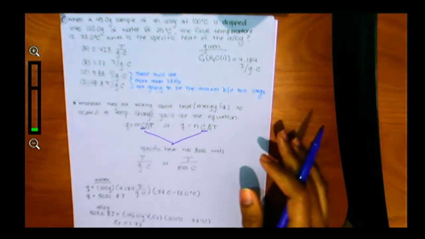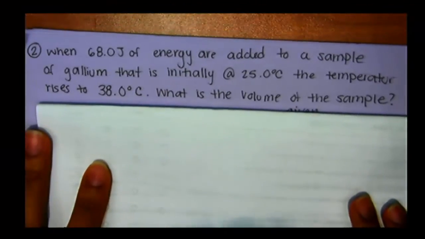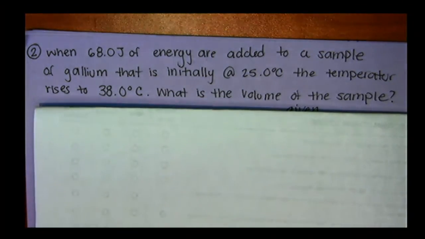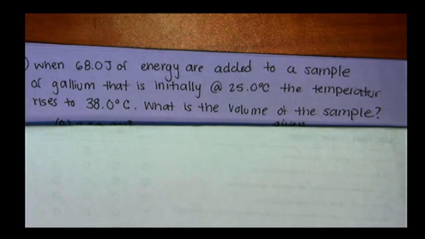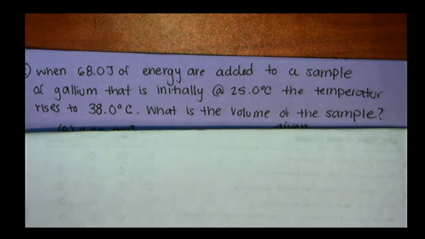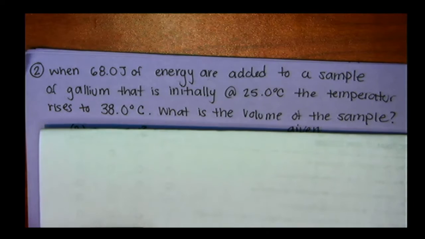All right, now we are on to number 2. When 68 grams of energy are added to a sample of gallium that is initially at 25 degrees Celsius, the temperature rises to 38. What is the volume of the sample? So what equation do you guys think you're going to be using, judging by what they're asking you? Oh, awesome, over there in the back. Yeah, Q equals MC delta T.